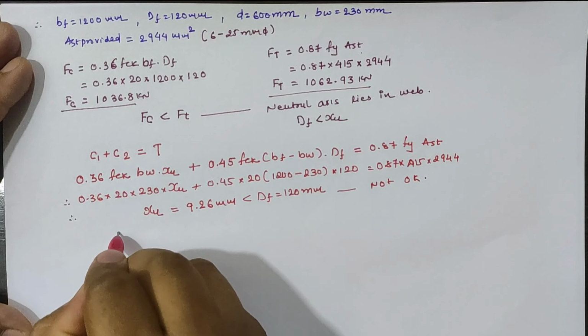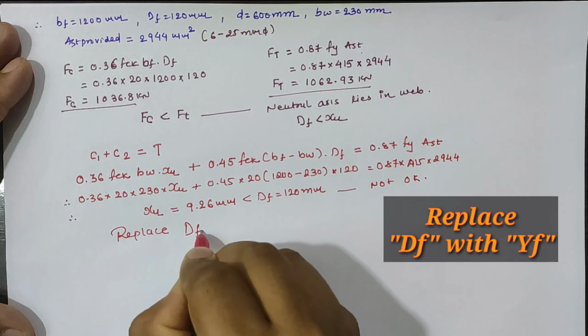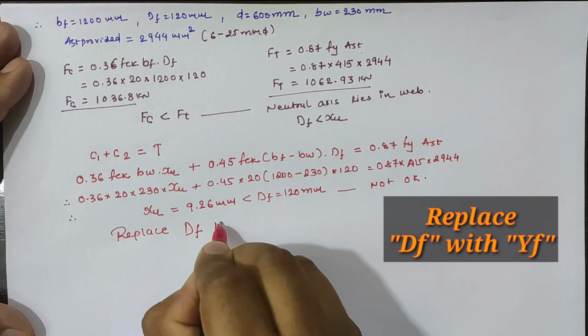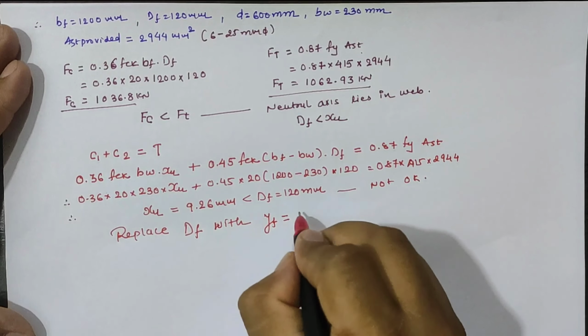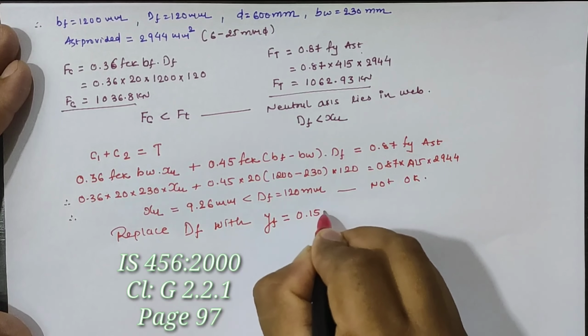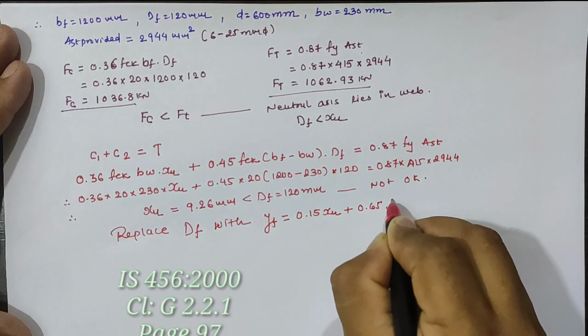So we have to replace the Df value with yf, where yf is equal to 0.15 Xu plus 0.65 Df.